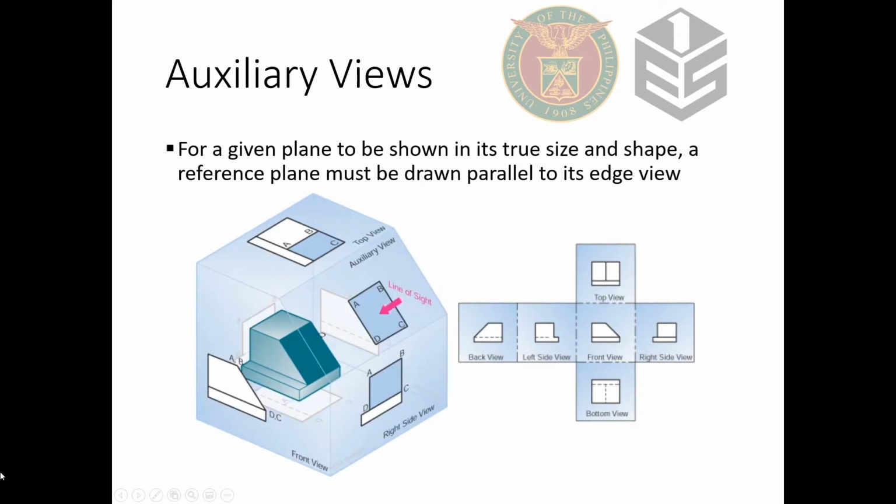So for us to show it in true size and shape, we must draw a reference plane that is parallel to its edge view. So our line of sight is basically looking at it from the upper right of the object.